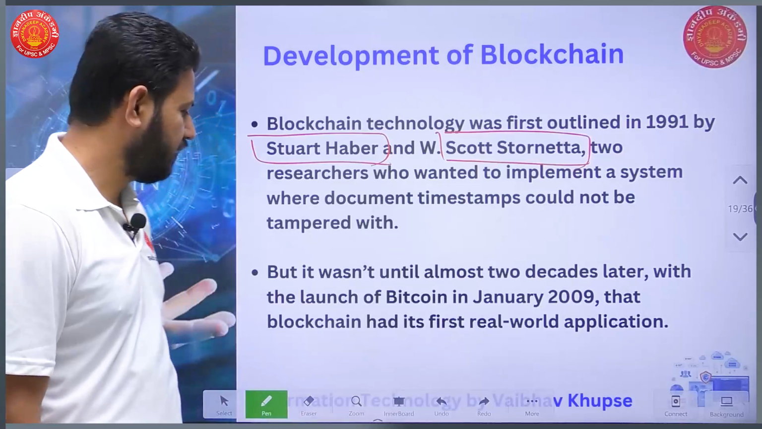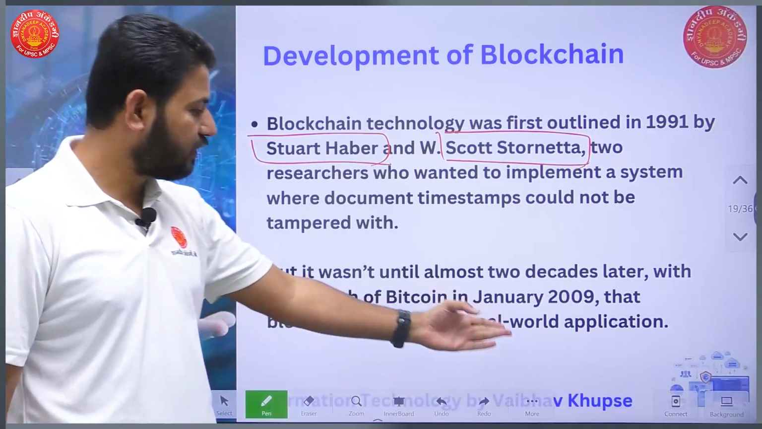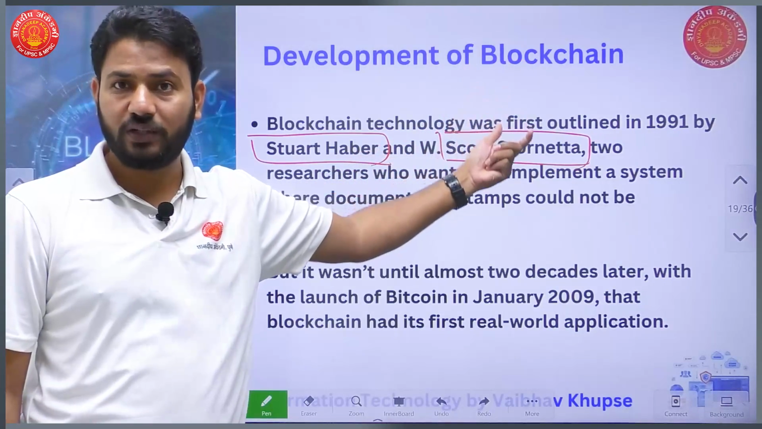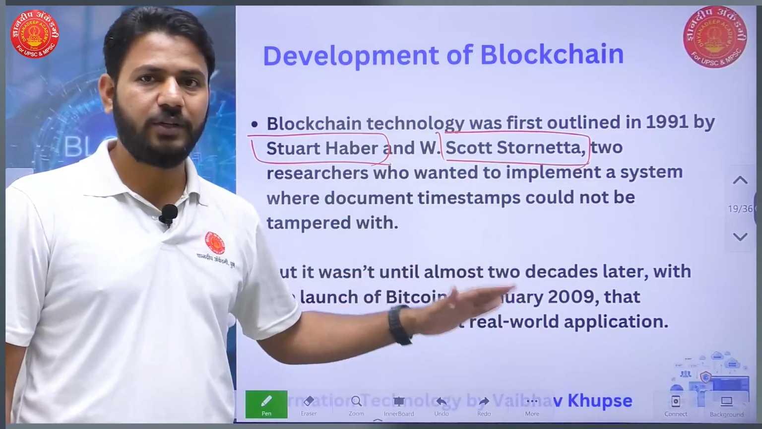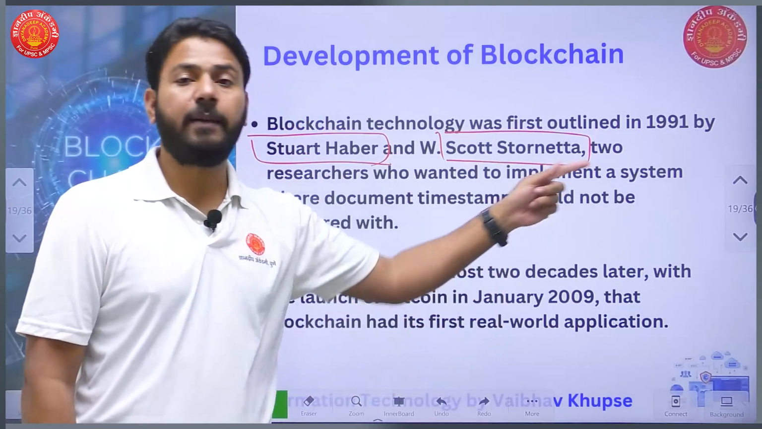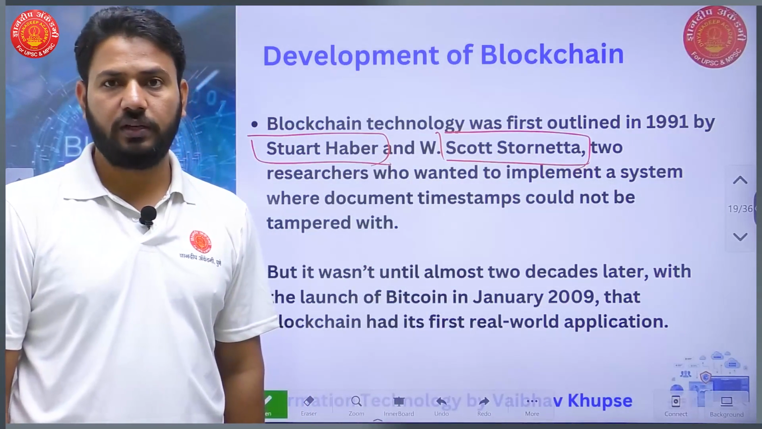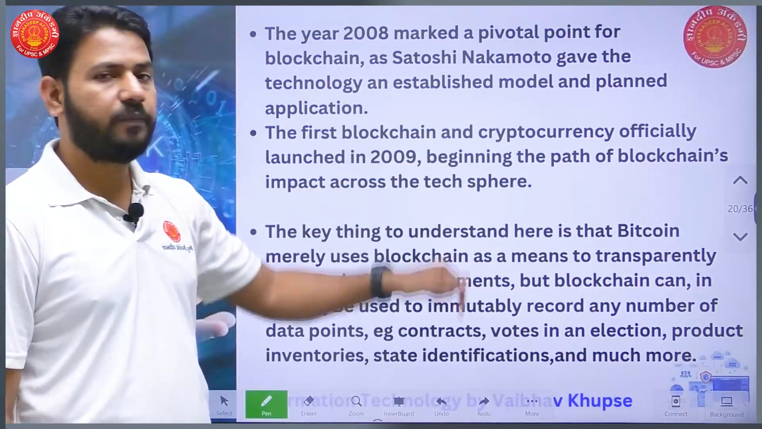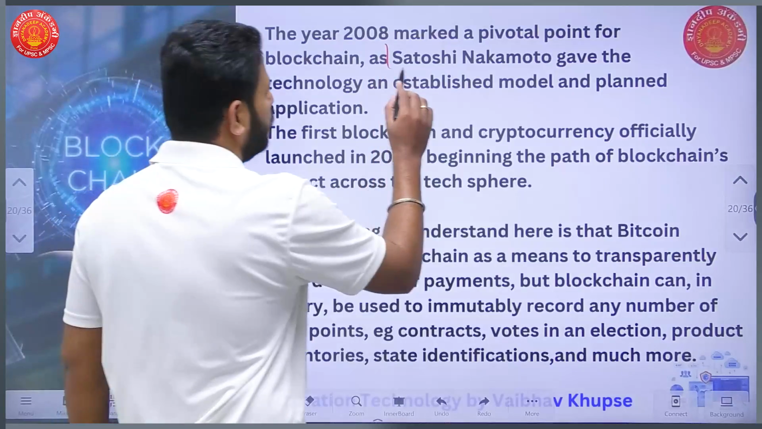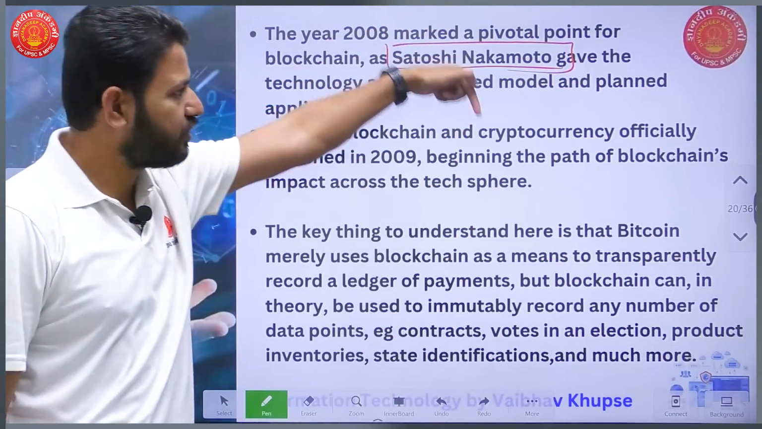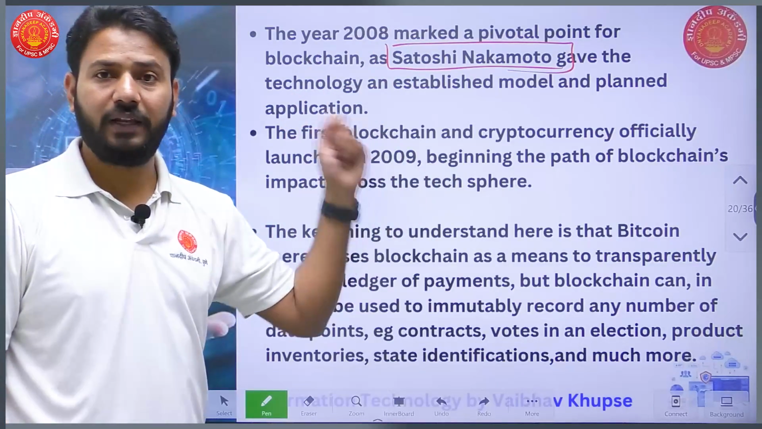Yes, in January 2009, blockchain had its first real-world application, because it was just outlined as a concept. But for the first time in 2009, we had a real-world application of blockchain. And who was the person? It was Satoshi Nakamoto who put it to use, right? This person, in 2008, Satoshi Nakamoto gave the technology an established model and a planned application.